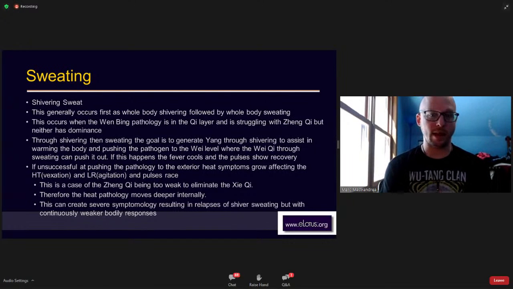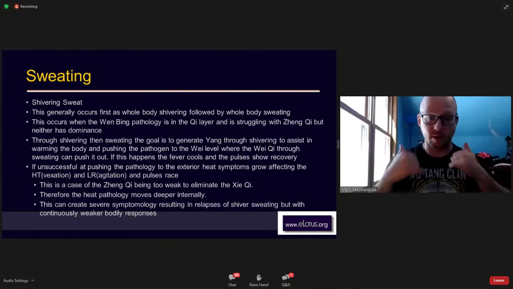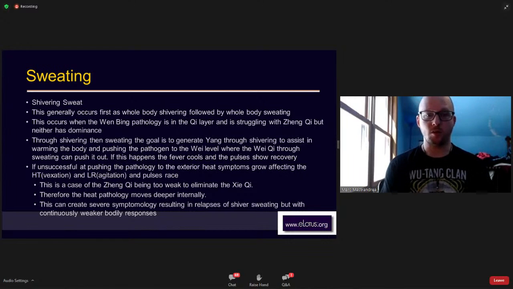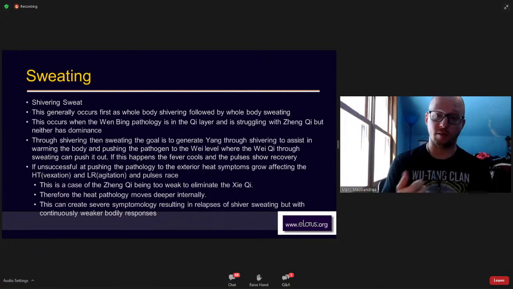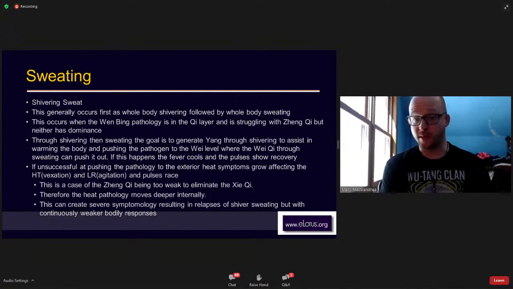So this is a case where the zheng qi is too weak to eliminate the xie qi. It's not able to do this despite its efforts to invigorate and create yang. So this heat pathology will probably then move deeper into the body, and you're going to have to treat at the next level. If it moves past the qi level, it's going to go into the ying level.